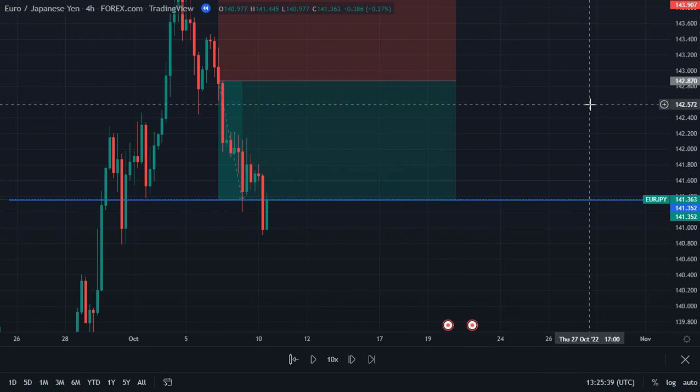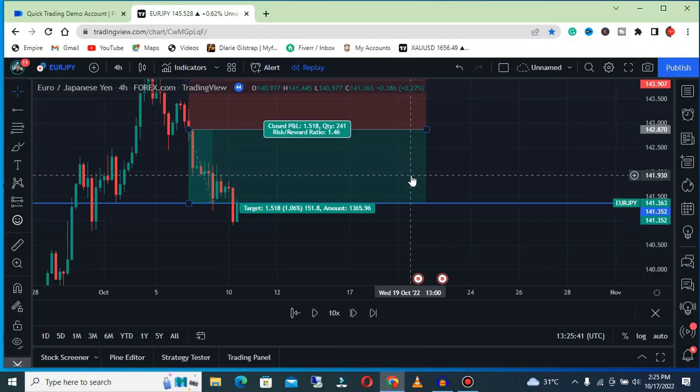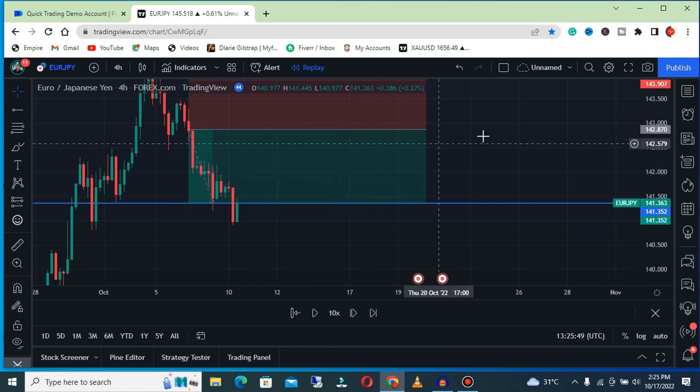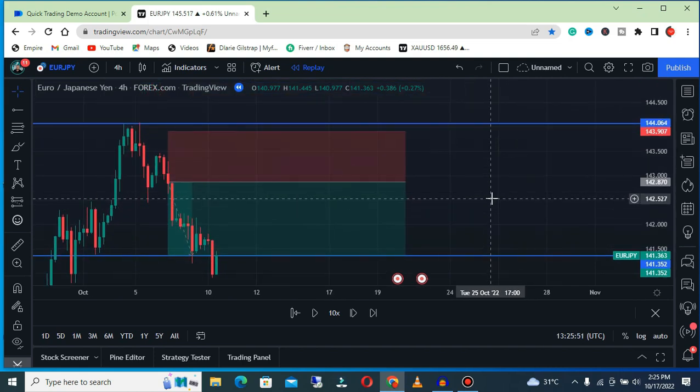So guys, this is how you trade with the morning star and evening star, how you analyze candles, and how you also trade when you have them on an uptrend, a downtrend, or even on a sideways trend.